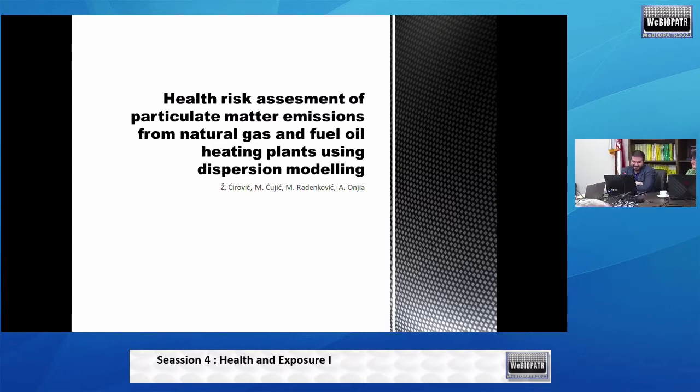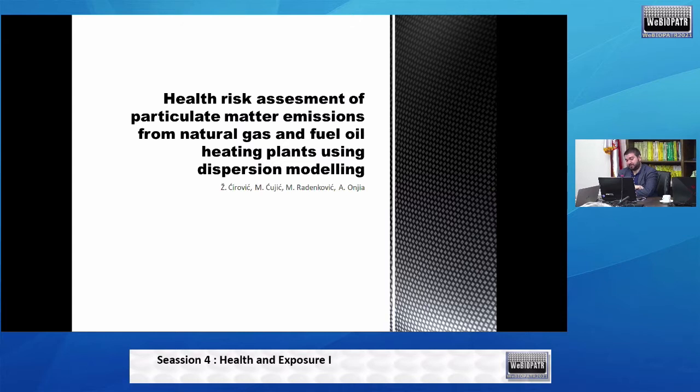My institution is actually mostly known for doing soil and water samples, so in a sense this is some sort of pioneering research work. The title of the, I hope soon to be, paper is Health Risk Assessment of Particulate Matter Emissions from Natural Gas and Fuel Oil Heating Plants using Dispersion Modeling.